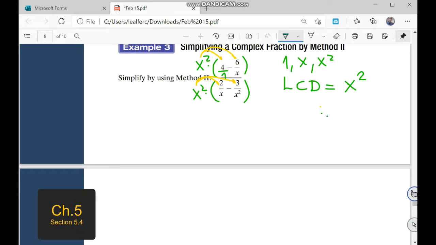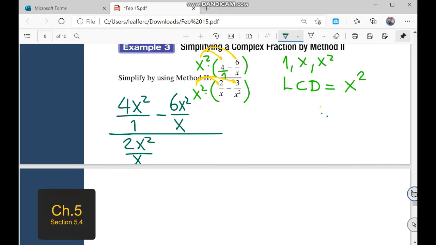So distributive property on the top, distributive property on the bottom, and you will have x squared times 4 over 1, 4x squared over 1, x squared times negative 6 over x, negative 6x squared over x, and here at the bottom, x squared times 2 over x is 2x squared over x, and x squared times negative 3 over x squared, negative 3x squared over x squared. Cool?